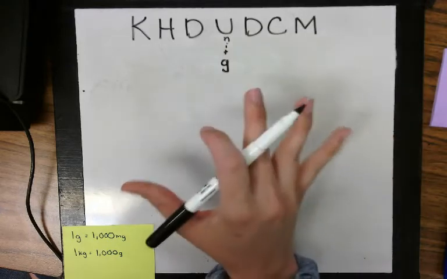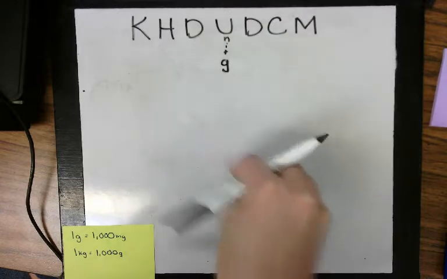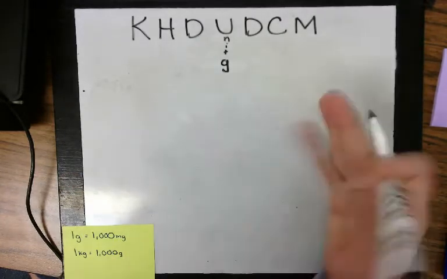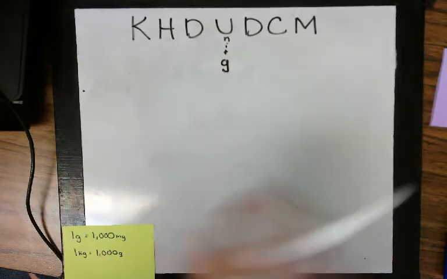So that's what you're thinking of when you think of, okay, what measurement should I use to measure? If I'm going to measure a person, I'm going to use kilograms. I'm not going to use milligrams. All right? If I'm going to measure a pen, I might use grams instead of kilograms.